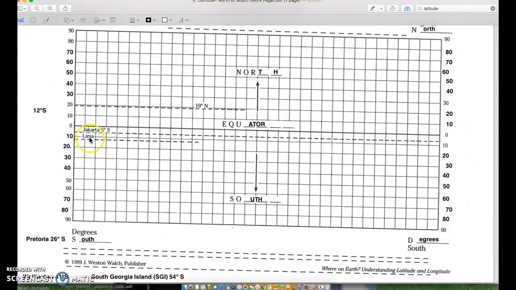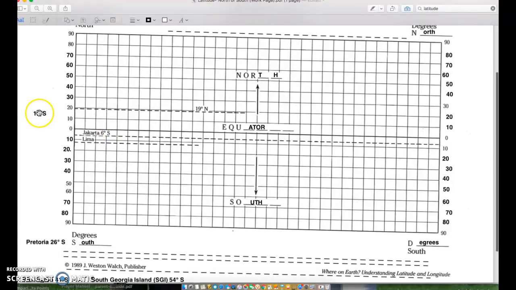Next, we see Lima, Peru here. And I believe that's located at 12 degrees south. I'm going to bring the 12 degrees south in. So you need to write in that right now, 12 degrees south.